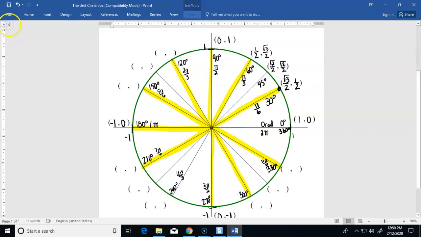So 5 pi over 3. So this covers most of the unit circle whenever you do that.